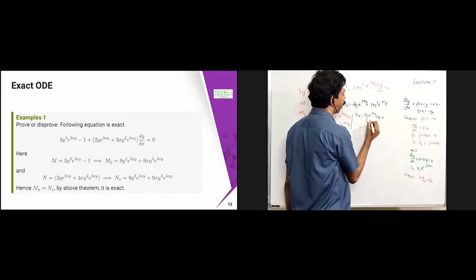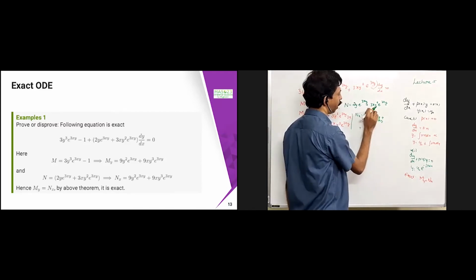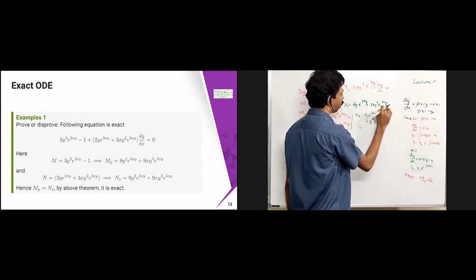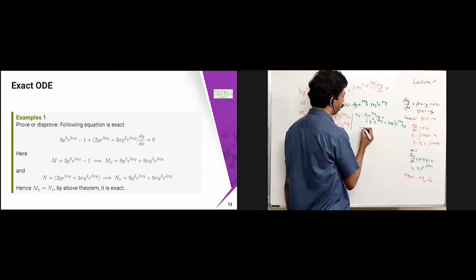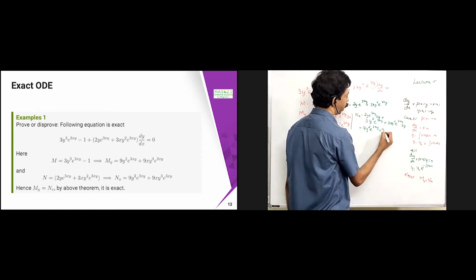This is going to become 3y² e^(3xy). Because I'm differentiating with respect to x, so 3y² e^(3xy), plus I have to differentiate keeping this constant, differentiating this one. I'm going to have 3xy² into e^(3xy) into 3y. So I can write 2y into 3y, so 6y², another 3y², so 9y² e^(3xy) plus 3xy into 3y, so 9xy³ into e^(3xy) is going to come.